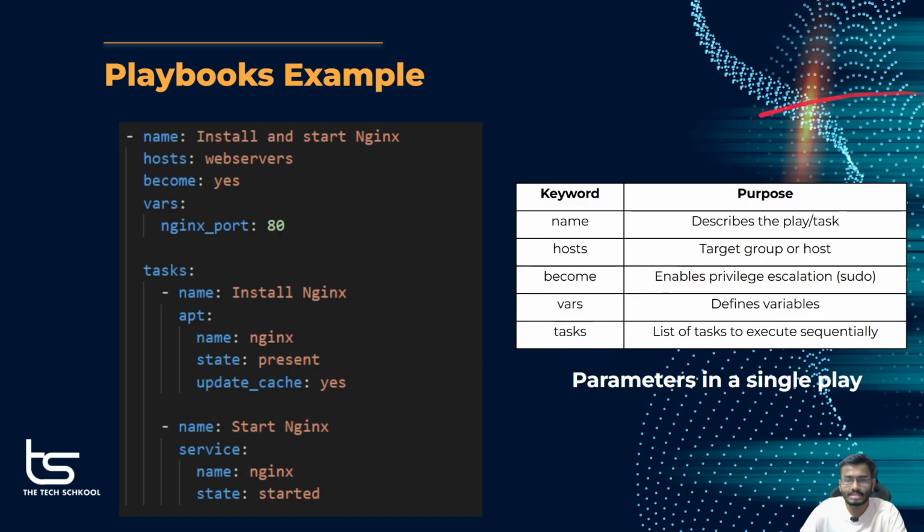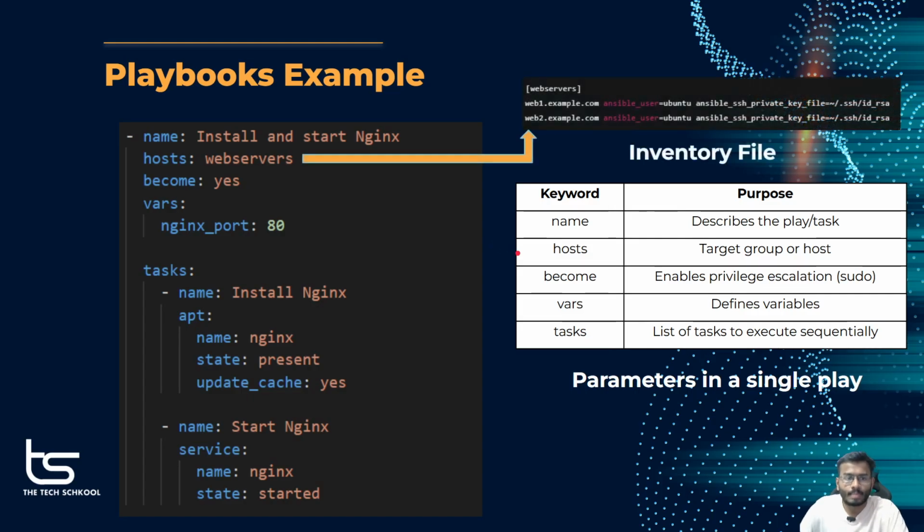So out of these sections, I will tell you that hosts and tasks are the ones we have to mention by default, because those are compulsory sections that need to be present in the Ansible playbook. The name, variables, and become are optional sections that we may or may not skip while creating a playbook.